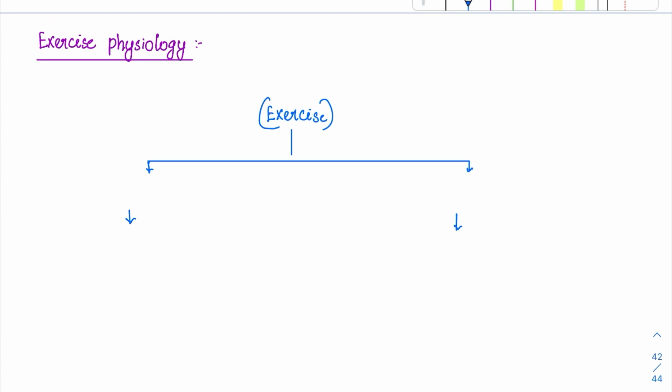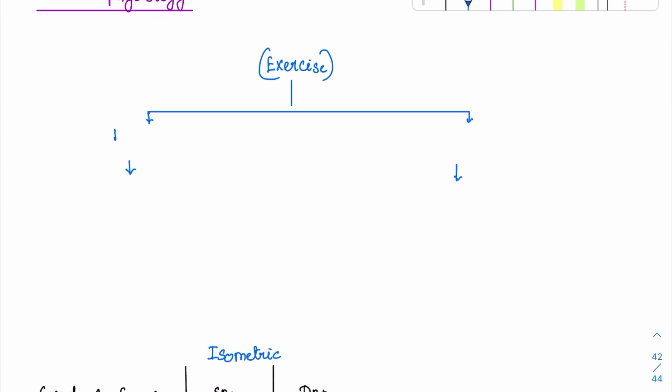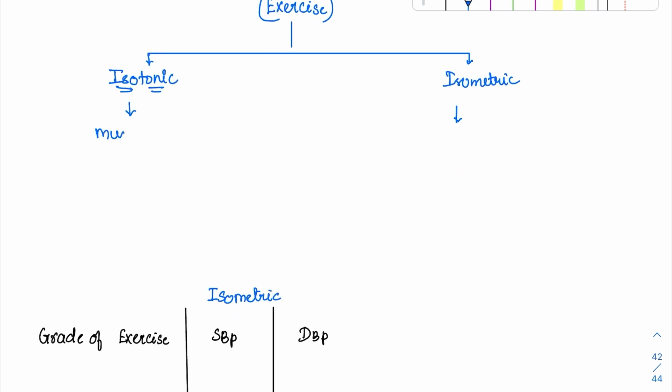Exercise is basically divided into two types. One is isotonic kind of exercise. Another one is isometric kind of exercise. So what is isotonic? As the term indicates, here the tone is constant. Here the muscle tone is almost constant. But what changes? Here the muscle fiber length changes.